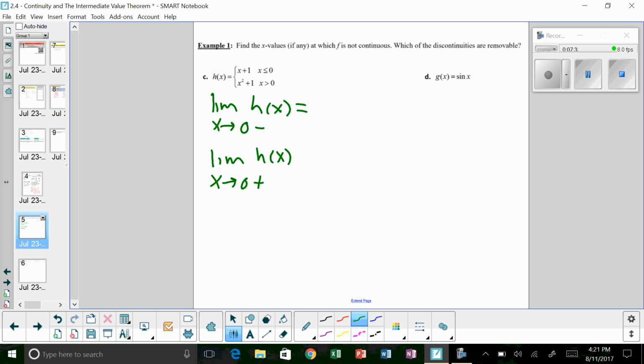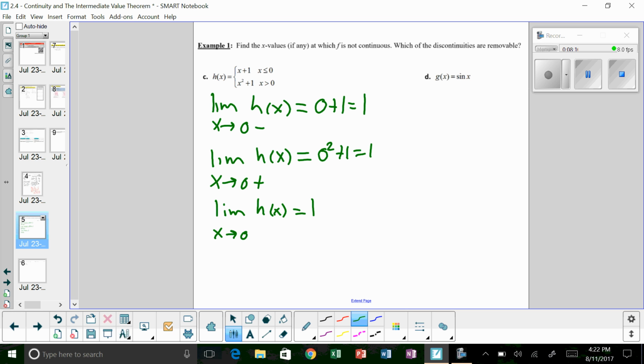The left-hand limit is going to be determined when x values are less than 0. So we're going to use the formula 0 plus 1, which of course is 1. For the right-hand limit, that's for x values bigger than 0, so we're going to use x squared plus 1. So using direct substitution, 0 squared plus 1, which is also 1. So we notice that the right and the left-hand limits are the same, so we can conclude that the limit as x approaches 0 of h of x equals 1.